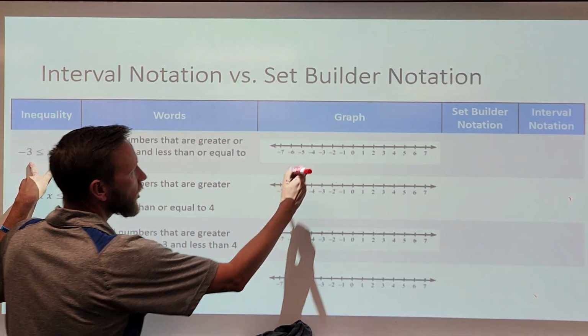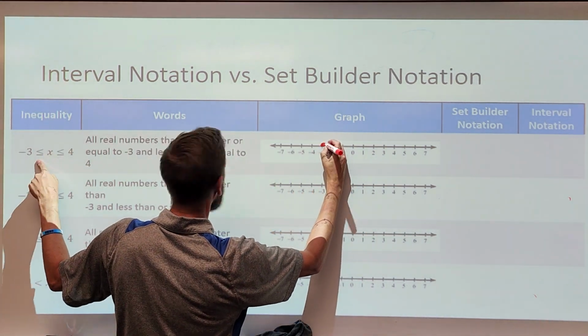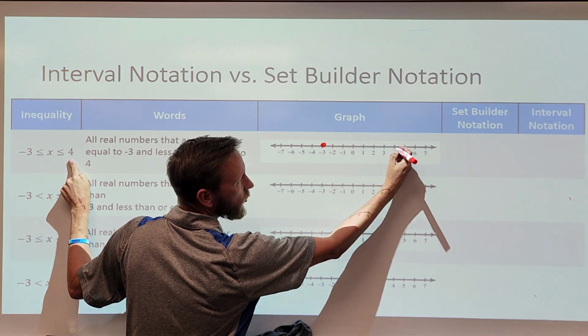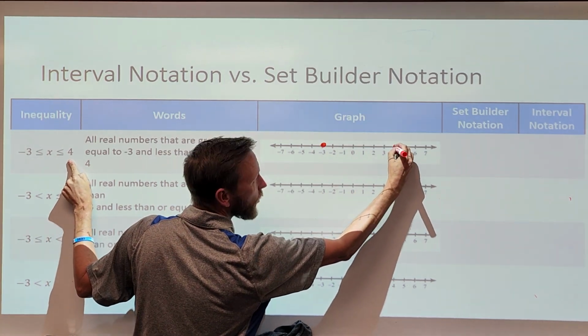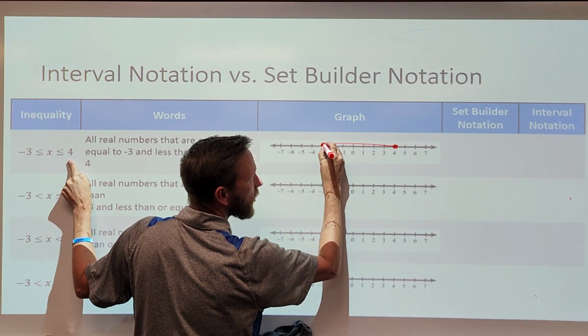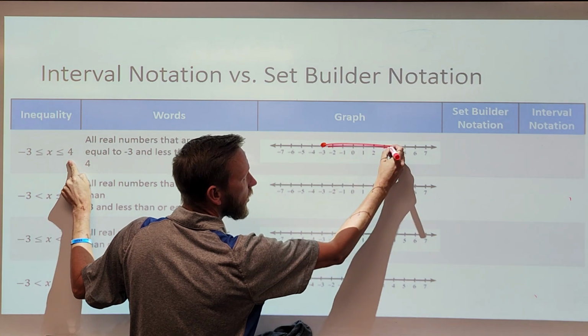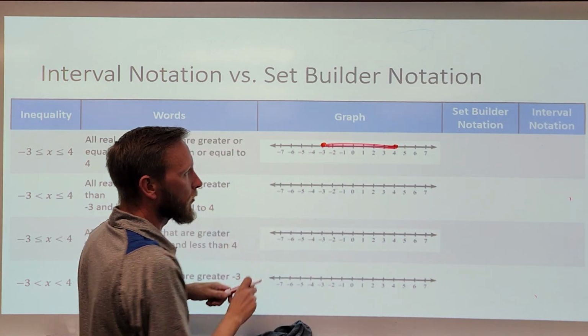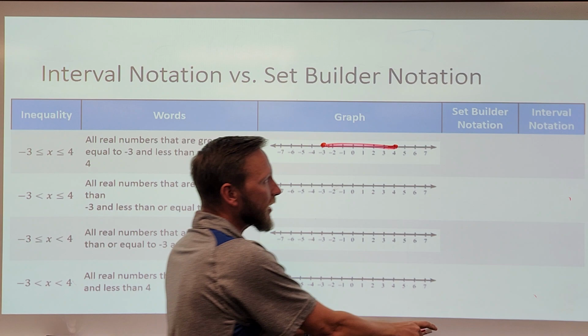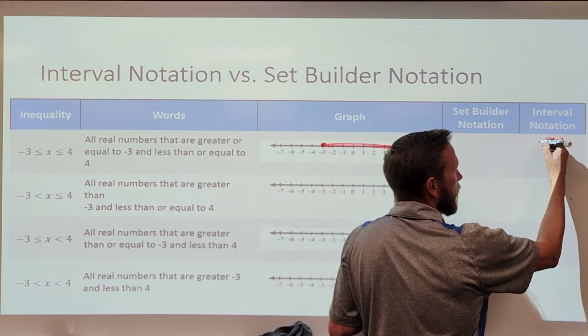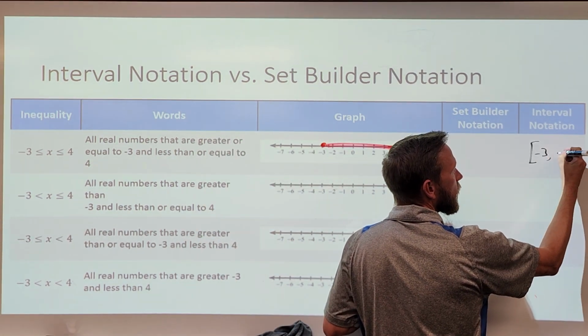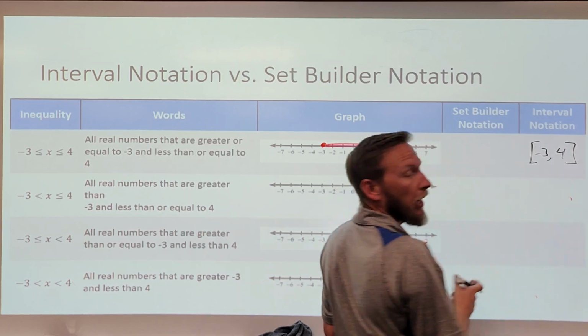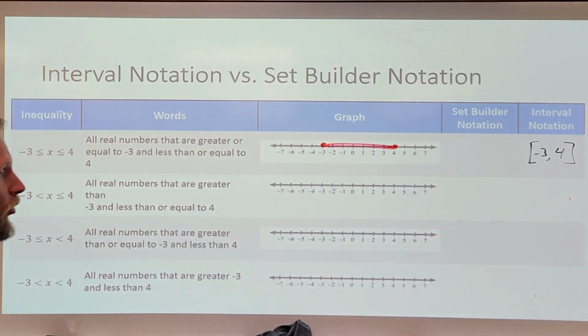So the notation here, we go from negative 3, but inclusive, filled in circle, to 4, also inclusive, and we're going to be shading in between. So we're going to bold that in between negative 3 and positive 4. If I'm going to write that in interval notation, then I would write negative 3 in a bracket, positive 4 in a bracket. Negative 3, comma, positive 4.